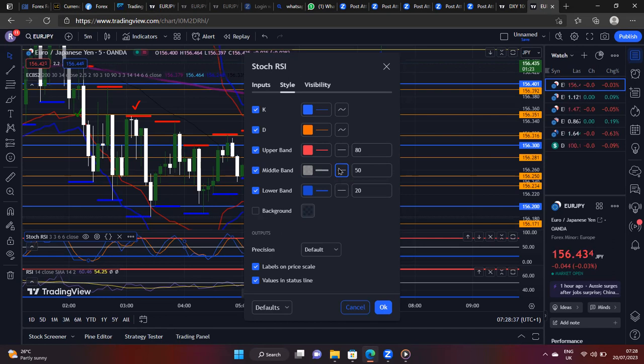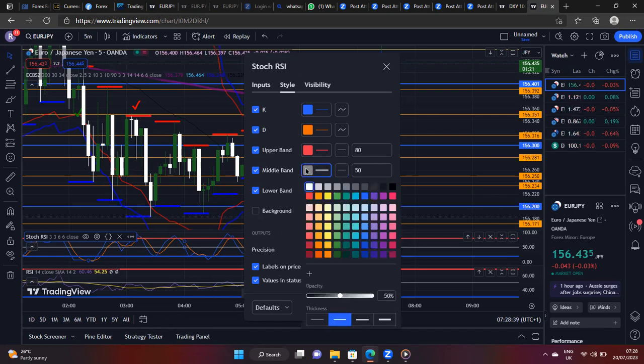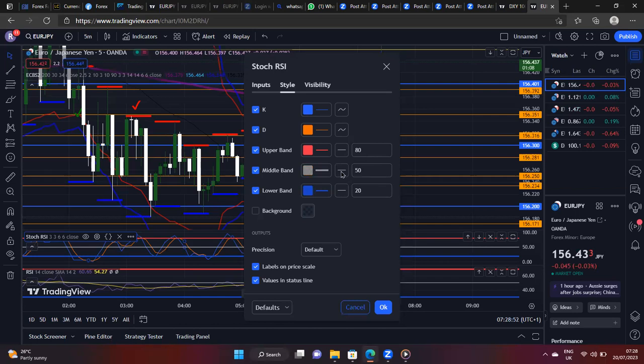So for the color, you want to use anything you feel like. You can just come to color, click on color, and then use whatever you want to use. Okay, all right. It depends on you and what you want to put there. It doesn't matter so much.